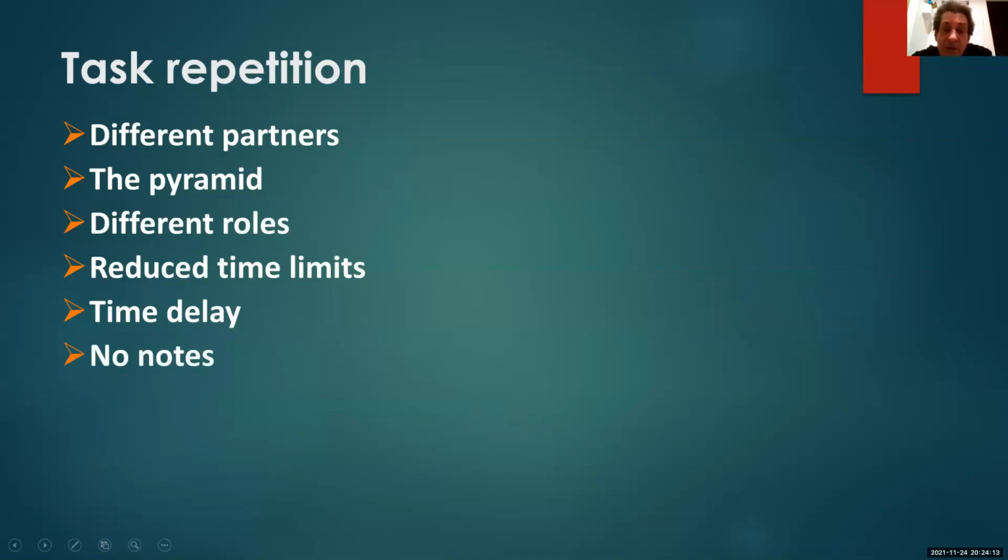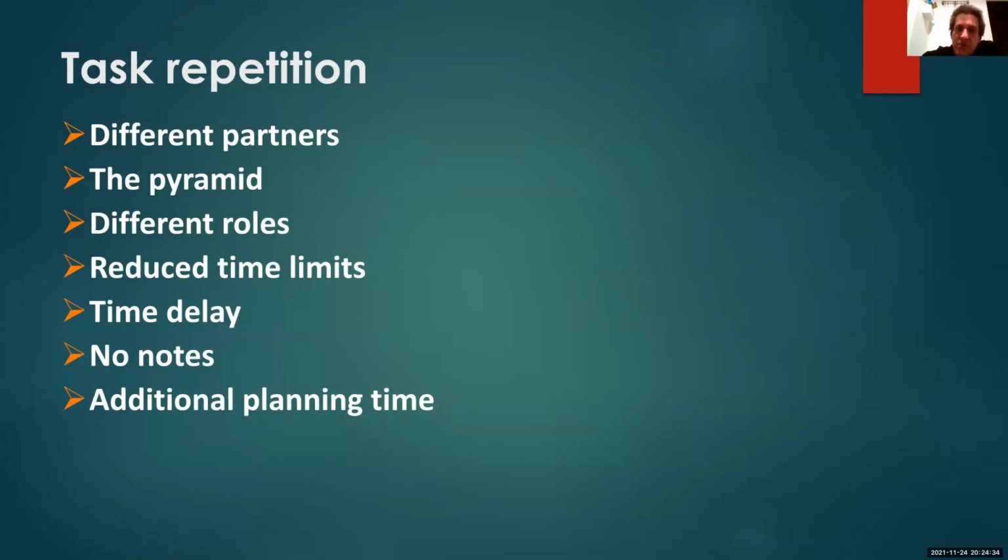We could ask them to repeat the task without using any notes the second time, if they've used notes the first time. We could give them some additional planning time, so they perform a task first of all, and then say, right, okay, fine. I'm going to give you another 3 or 4 minutes now to think about it, and then we're going to do it again with a different partner. So putting the planning time in the middle of a task will change it as well, and change the way they act out the repetition.